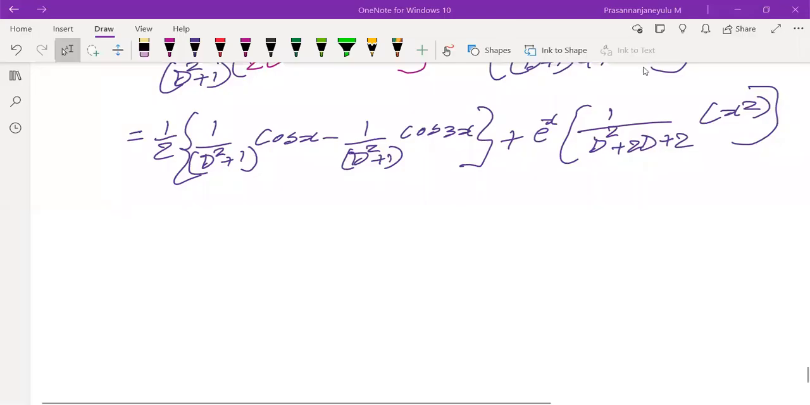So now what we have to do here, on the first term, if we substitute d square equals minus 1, that is using type 2, it's going to become 0. So we should not substitute anything in the first term. So what we have to substitute in the second term? In the second term, we have to put d square equals minus 3 square, which is minus 9.